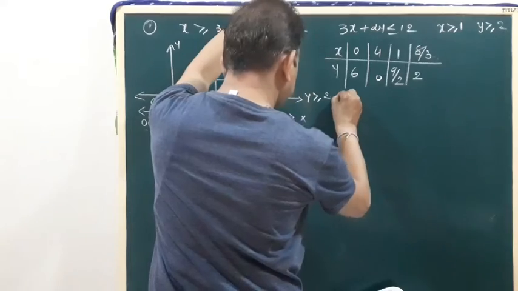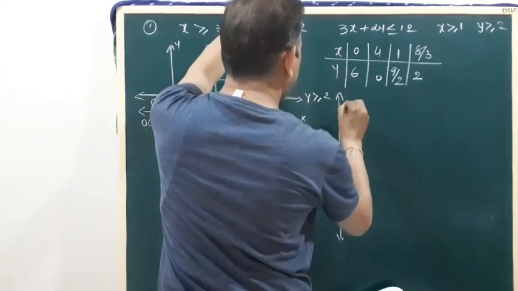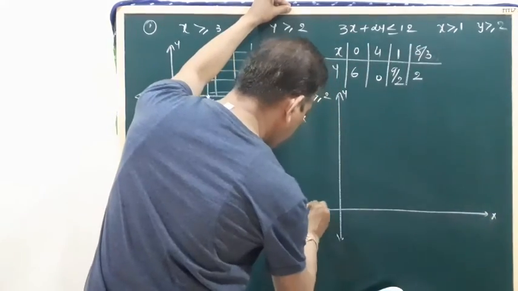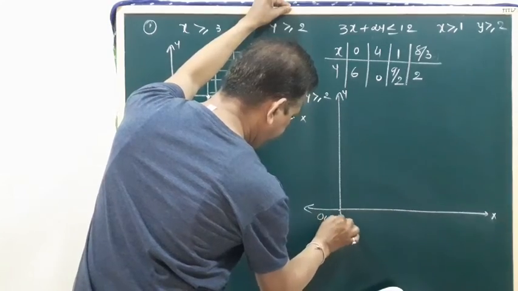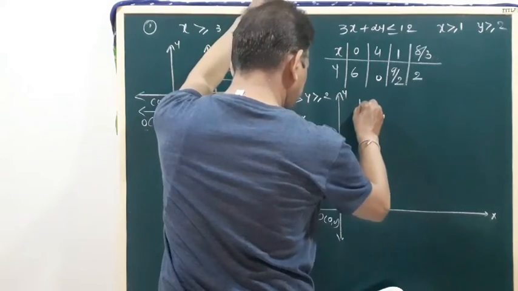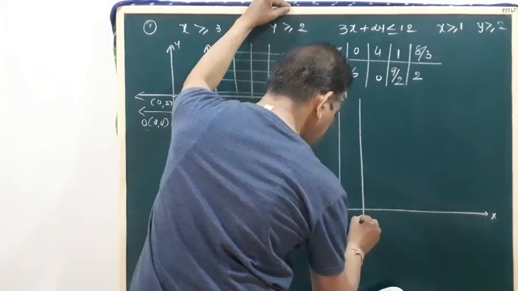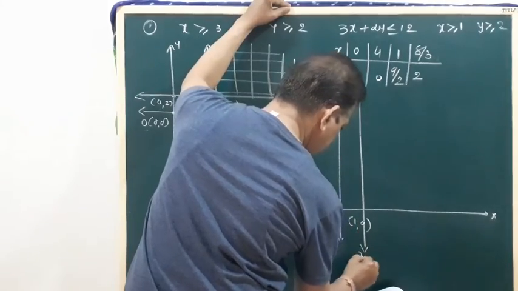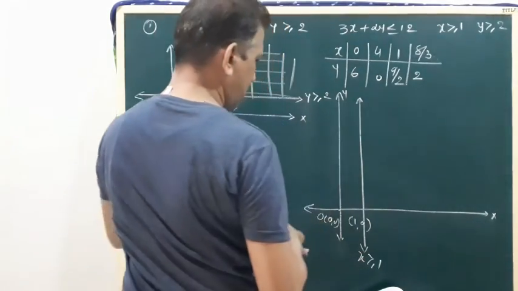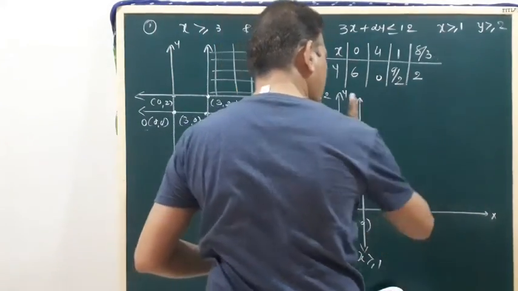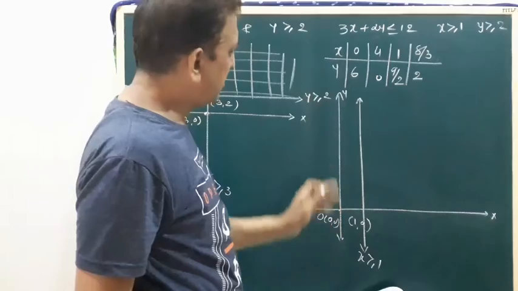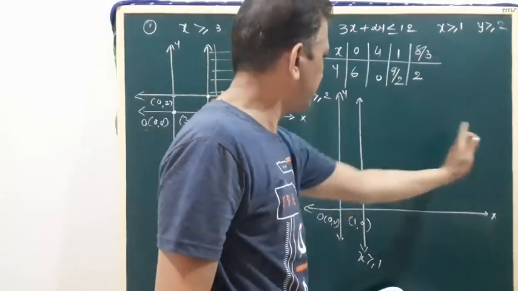Just hold it. Origin. Now x is greater than or equal to 1. Here 1, 0. X is greater than or equal to 1, so the right side. All the points in the first and fourth quadrant, right side. Exactly this point, x equal to 1. We take x equal to 1 and x greater than 1 also.